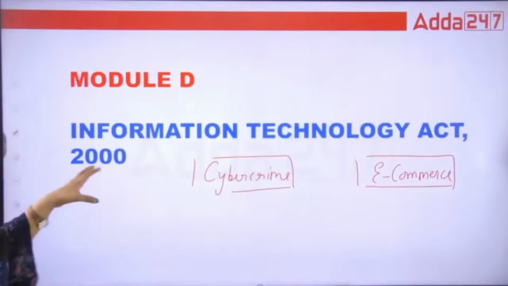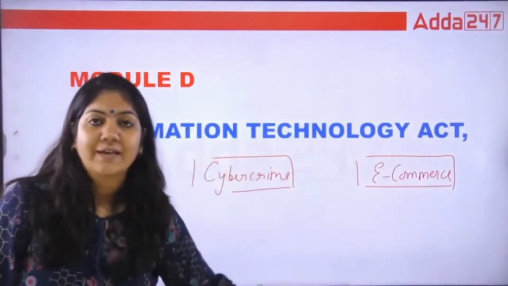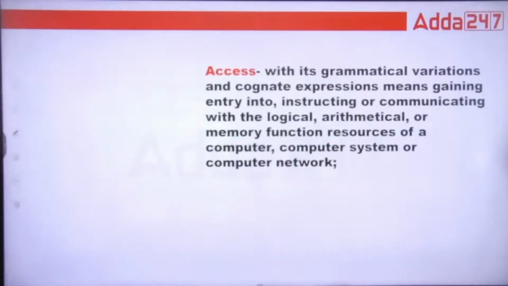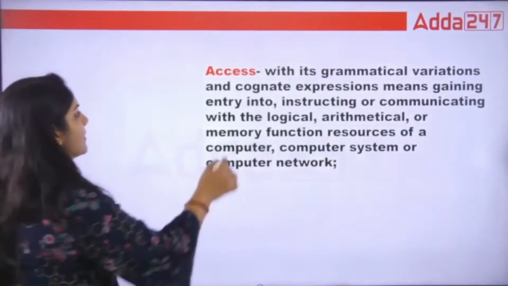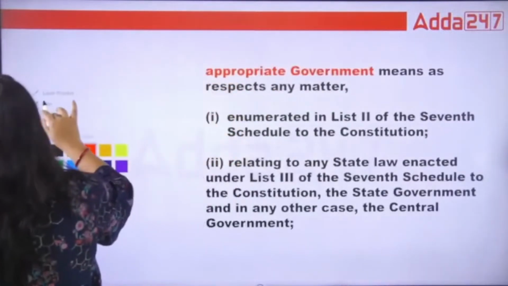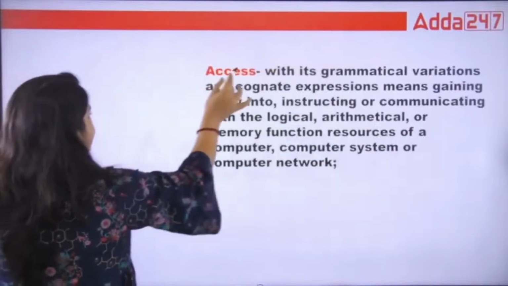So what are the drawbacks and how to prevent those drawbacks? We are learning the information technology. So in information technology, the first thing is, what is access? What is access?